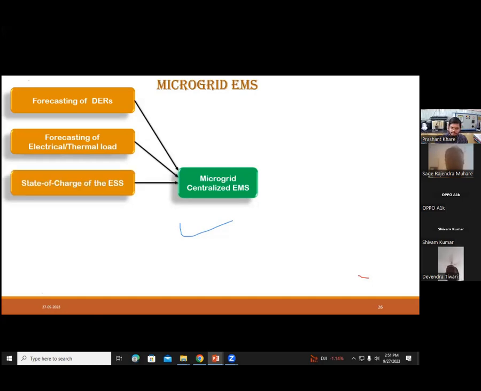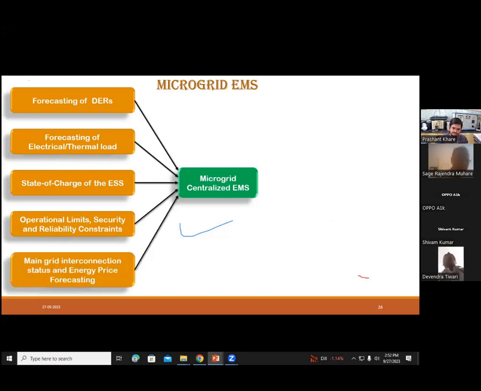State of charge of a battery means what? Just like the battery in your mobile phone, that percentage is called the state of charge. Then operation limits, security and reliability constraints. There is an operator in the power system who will provide you the limits for voltage, frequency and all such things. Based on this, the main grid interconnection status and energy price forecasting.